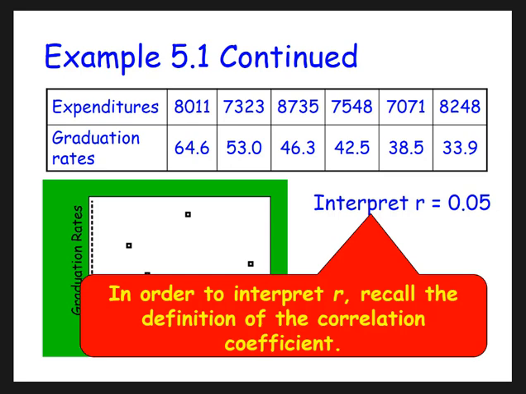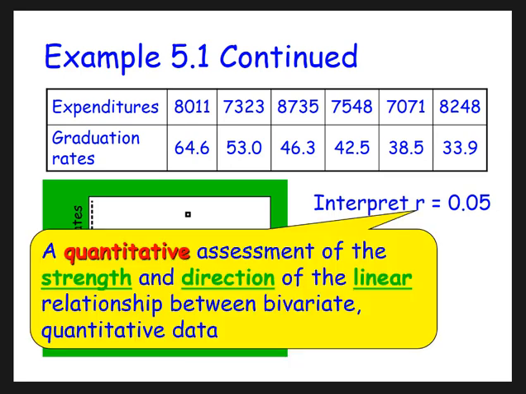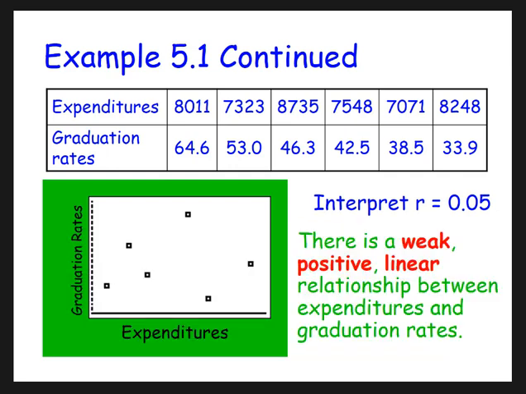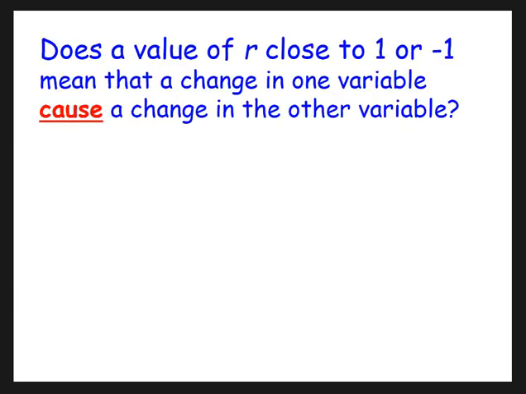In order to interpret R, recall the definition of the correlation coefficient: a quantitative assessment of the strength and direction of the linear relationship between bivariate quantitative data. Well, being very close to 0 would say that there's a very weak or really no relationship. This says weak positive linear. That small, I wouldn't call it a positive relationship. I would just say there is really no relationship there.